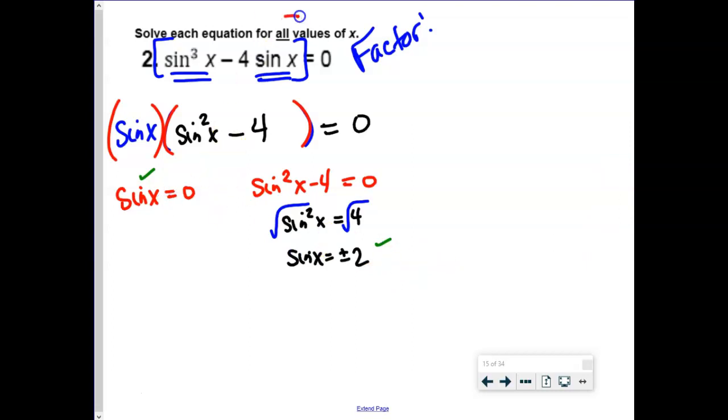Back to me, and it does say all values, so keep that in mind. Every place on the unit circle, you should find 2 of them, where sine is equal to 0. Call it 0, but I know what you mean. 0 and pi.